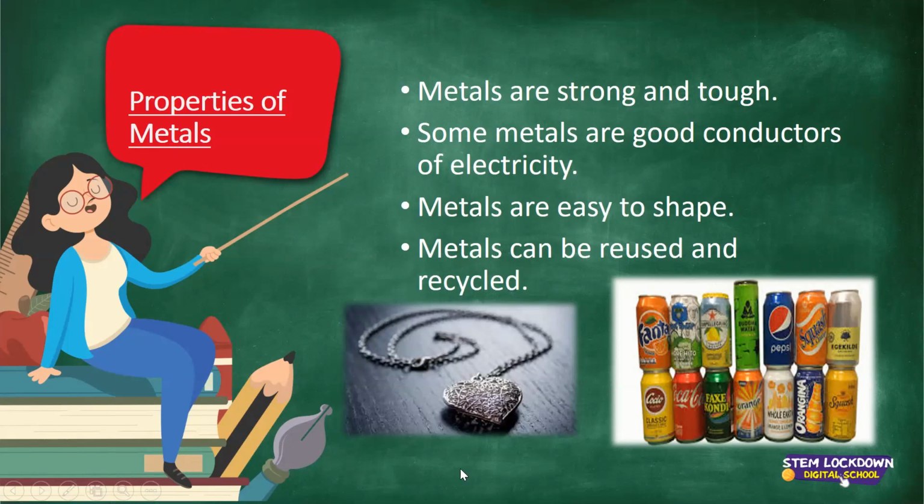Here is a picture of a necklace. This necklace is made of metal, and you can see that it has a heart shape. It means that it was easy to shape into a heart. And here you have cans. We know that cans are often recycled and often reused. For example, you can cut this can up and use it to save your money. You see? So these are different properties of metals.